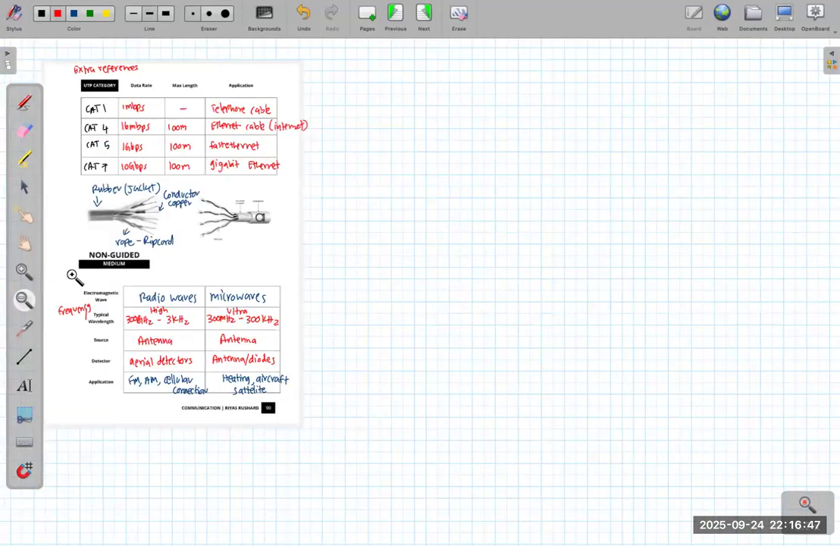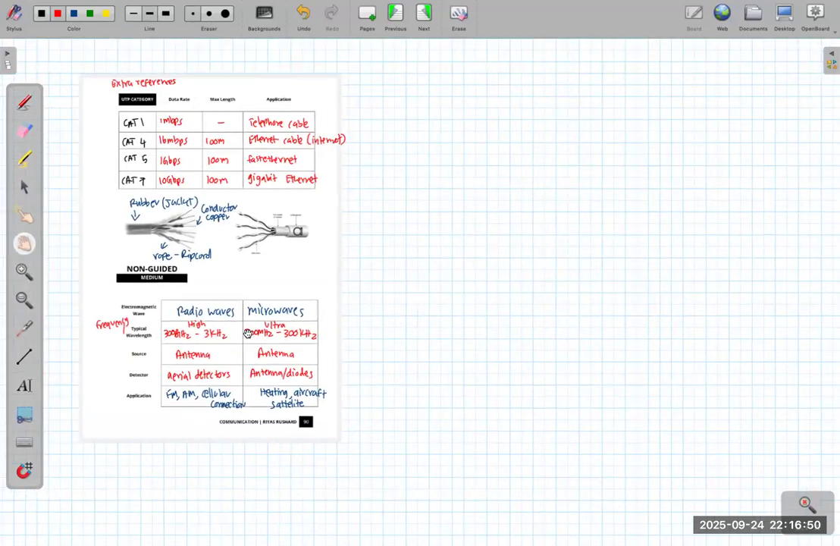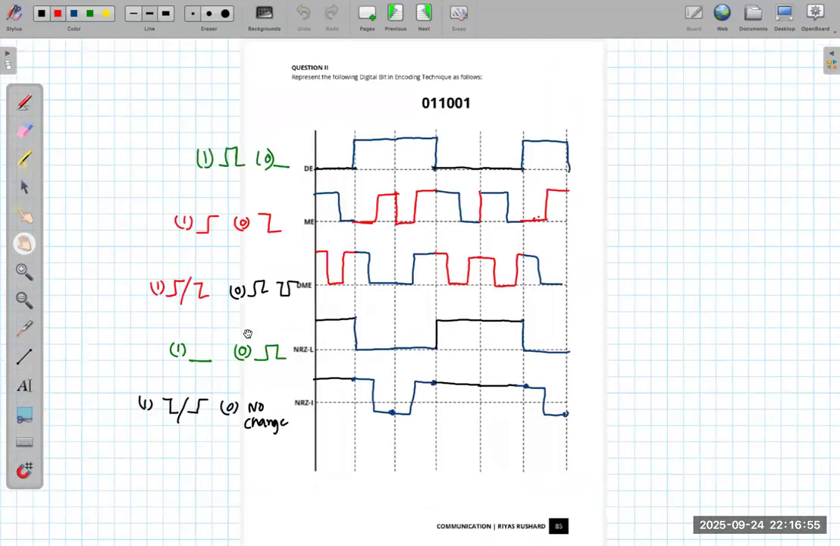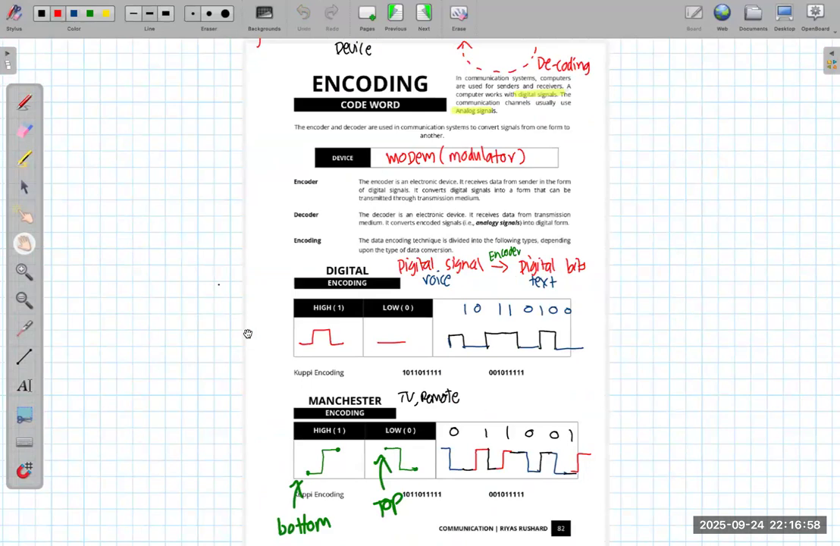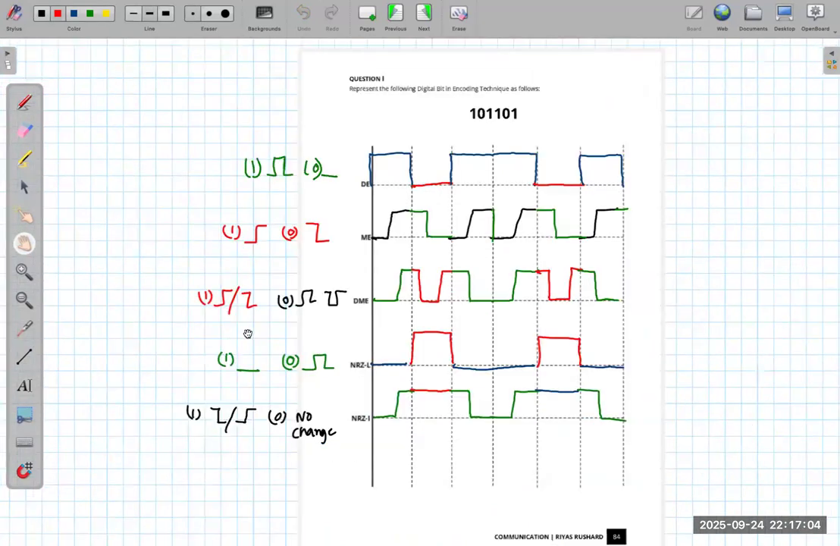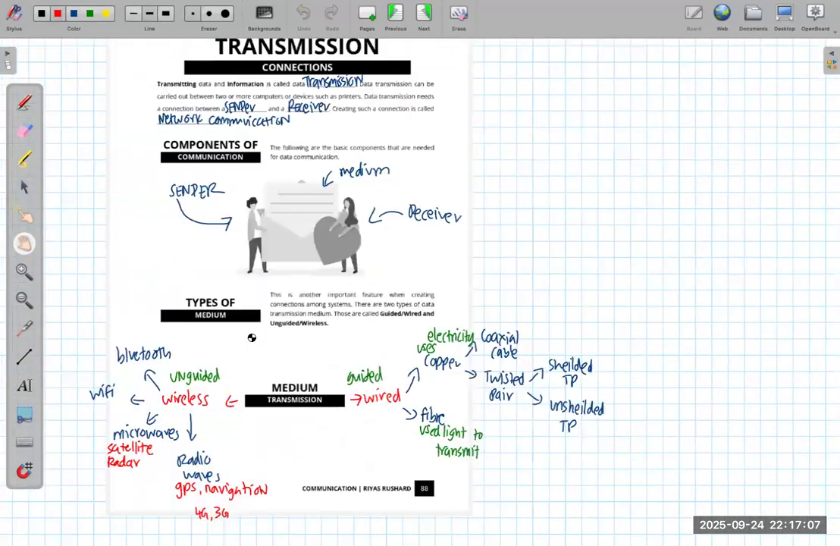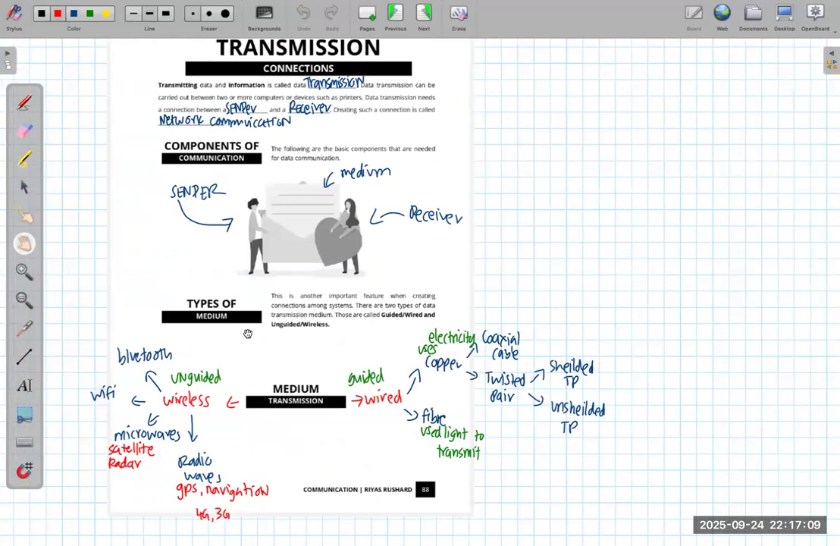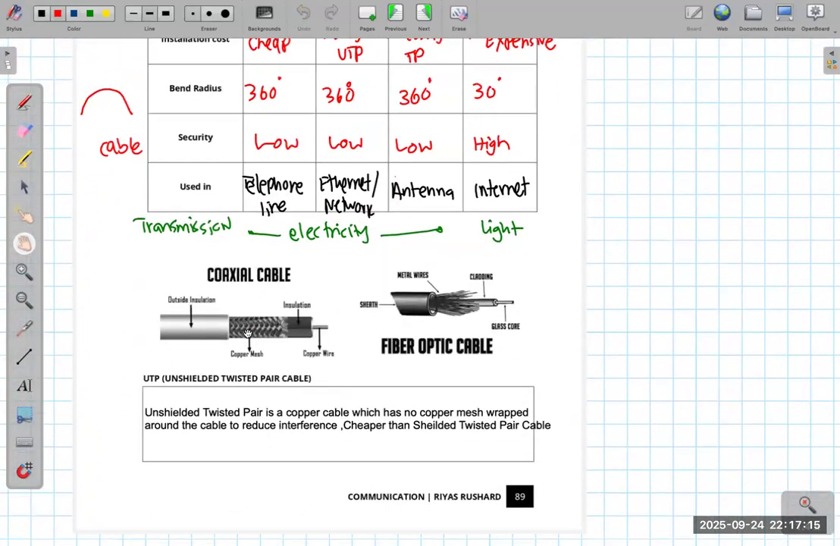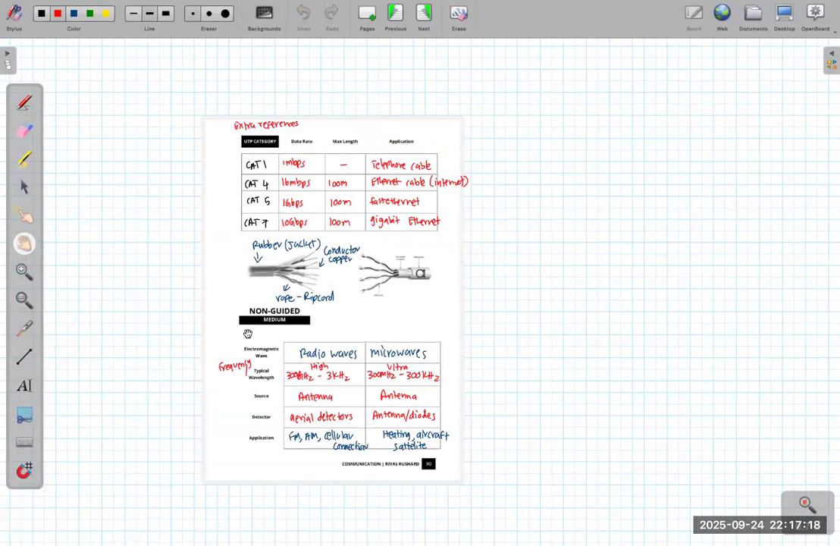Done. So these are unguided medium and its differences. Perfect. So what are the things that we learned in today's session? We went through encoding, different types, digital encoding, Manchester encoding, differential Manchester encoding, return to zero level, return to zero invert. We went through transmission medium, wired and wireless, different types of wired. I even showed you all. Then we have unshielded twisted pair cables, different types, Cat 1, Cat 2, Cat 5, Cat 7. And then we went through the differences between radio waves and microwaves.